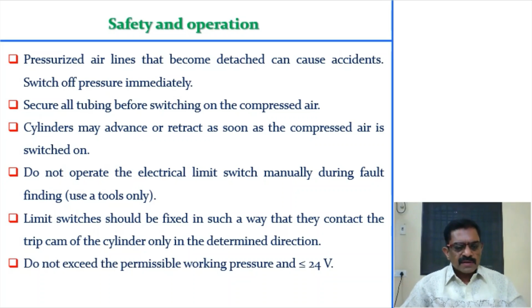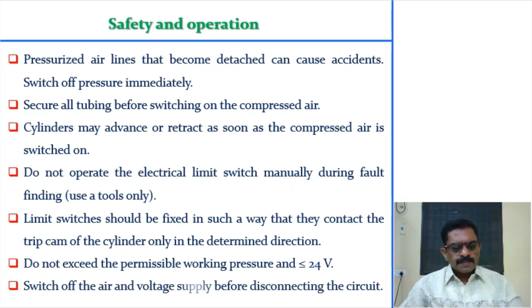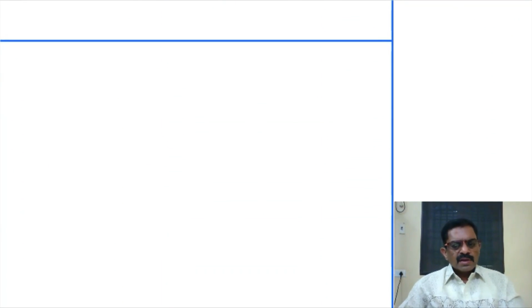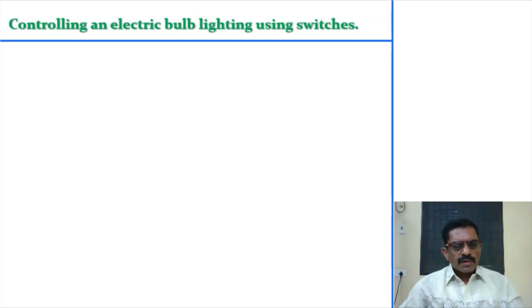important safety precaution. Do not exceed the permissible working pressure, and you have to supply 24 volts DC only. If by mistake you supply AC, definitely every coil will burn. And switch off the air and voltage supply before disconnecting the circuit. Those are the precautionary points.